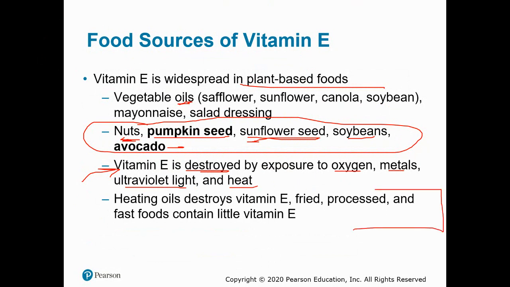And so then, of course, any sort of cooking that uses heat, so frying, processing things, is going to destroy the vitamin E. In particular, that means that processed foods and fast foods contain very little vitamin E, perhaps not surprisingly. So you really find this in pretty fresh, unprocessed foods. So it'd be like, add some pumpkin seeds to your salad, or some avocado, or some nuts, right?